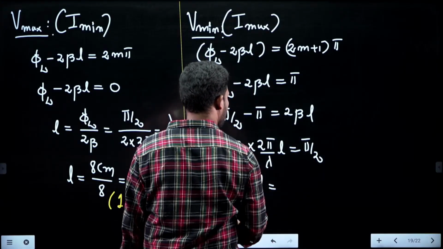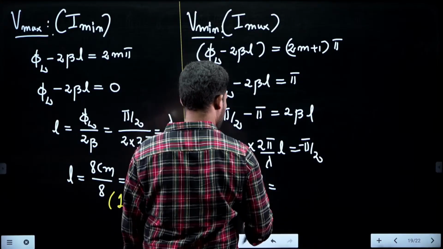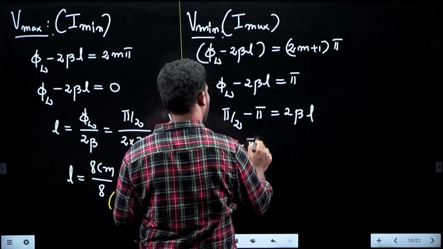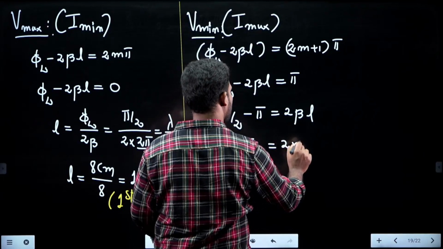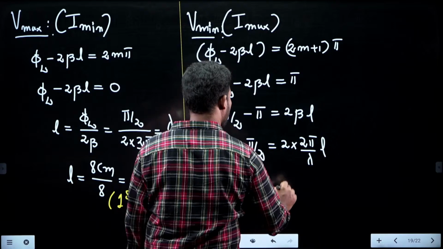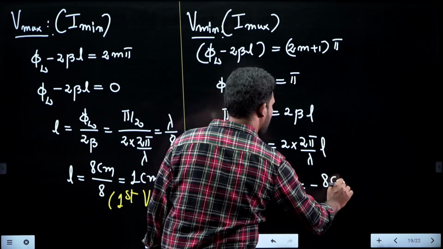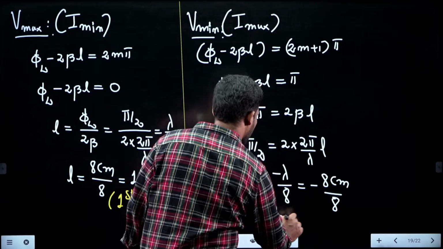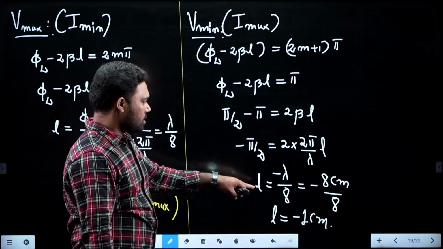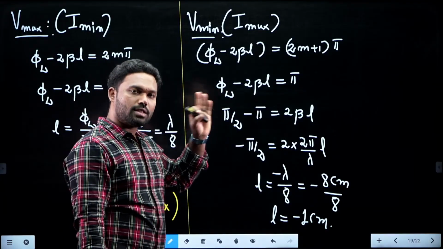So L is equal to, minus or plus, guys, just a second, yes, it is a minus. So it is minus pi by 2 which is equal to 2 into 2 pi by lambda into L. So L is equal to minus lambda by 8. So it is minus 8 centimeters by 8, so L is equal to minus 1 centimeter. What does that mean? Nothing. That means the origin is defined at the load side, so we are moving towards the generator.